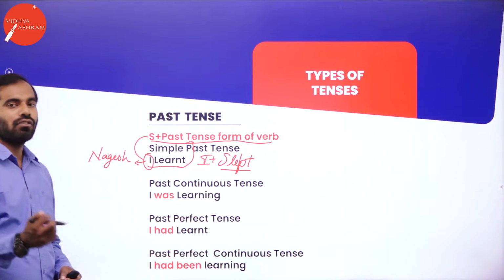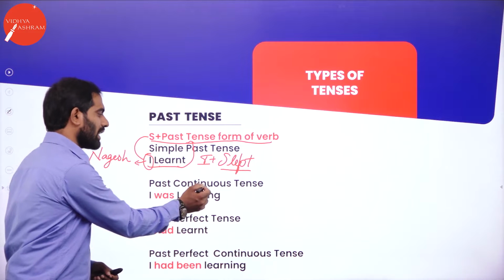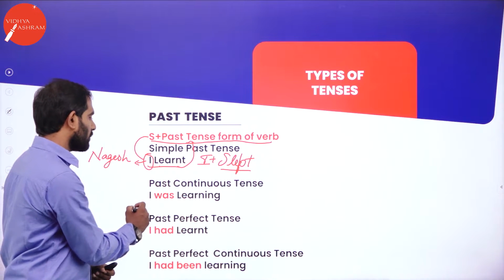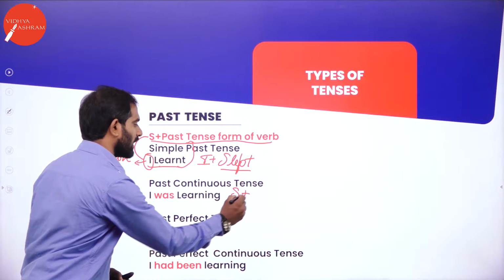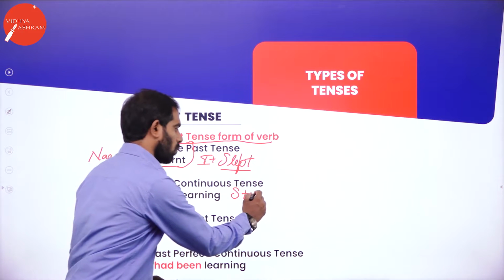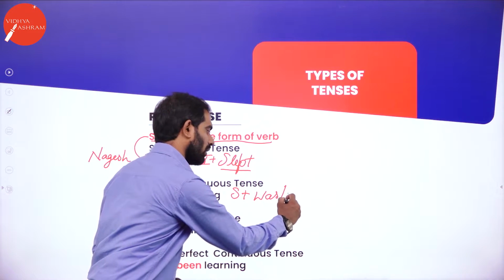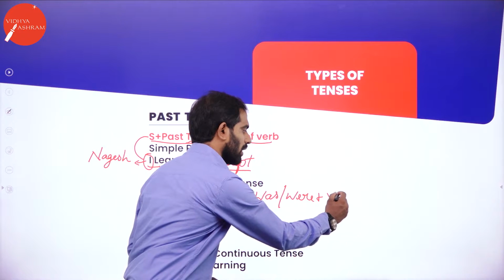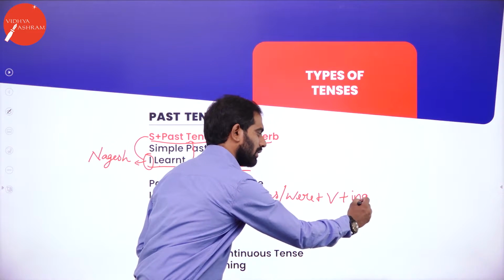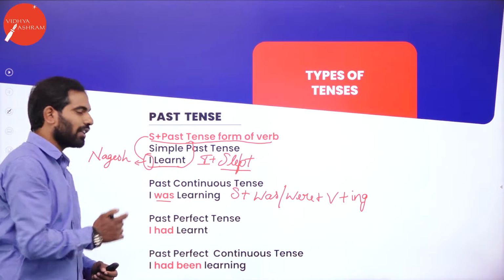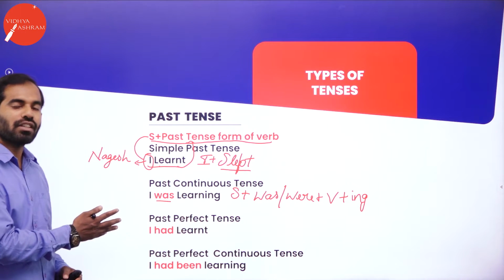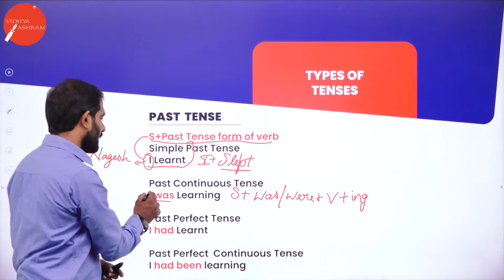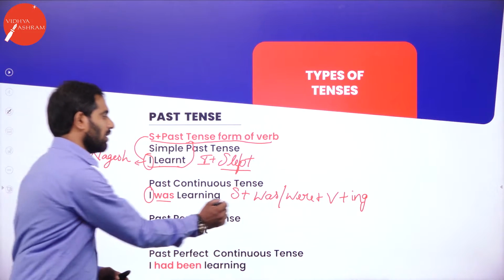Under the past tense, we have the second subtense, past continuous tense, which is also known as past progressive tense. Now, what is this formula here? Let us take I as a subject: subject plus was or were plus verb plus ing. Just like mathematics, even in English, we have formulas to learn tenses. I, if you observe, is a subject. Was or were, depending on singular or plural, we will use was or were.